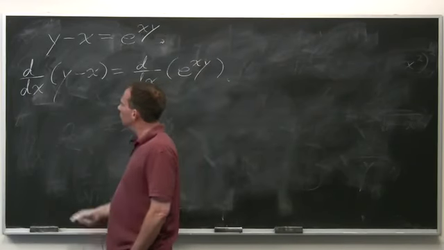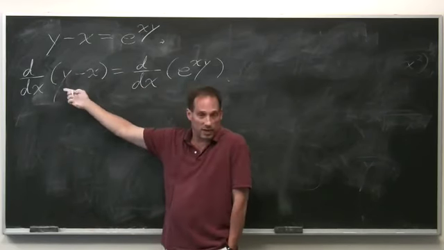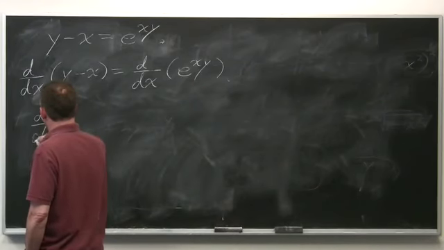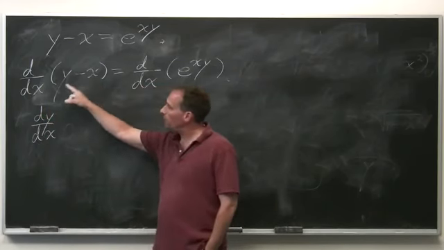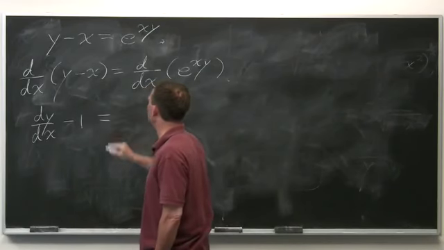All right. So what do you get? The derivative with respect to x of y. Well, that's dy dx. It's the thing we're trying to find. So you get dy dx. There's nothing else you can write. It's just that. Minus the derivative of x with respect to x. Well, that's just minus 1 equals.